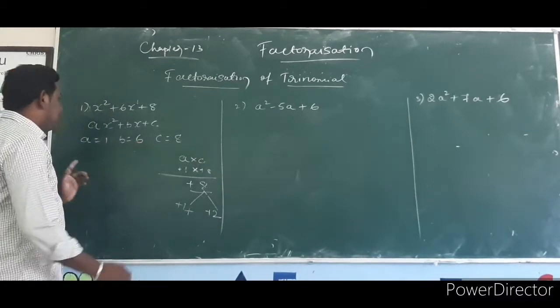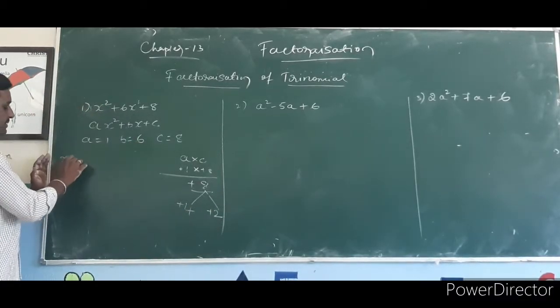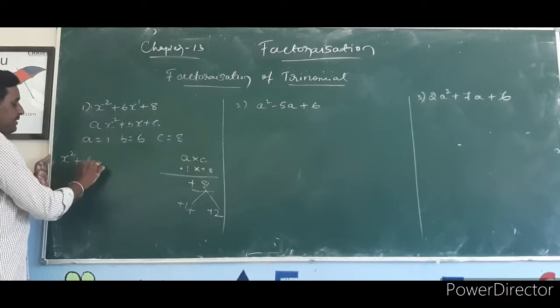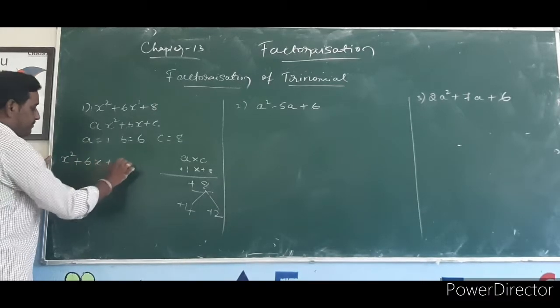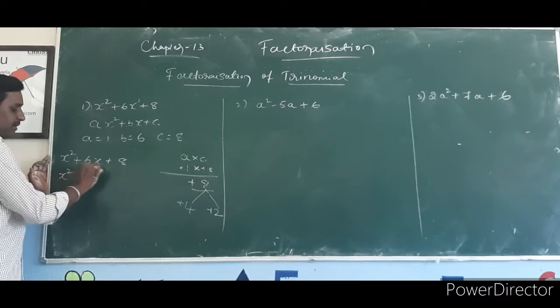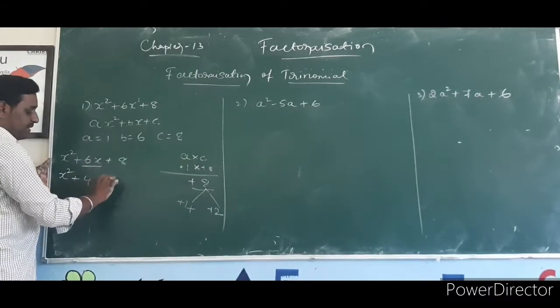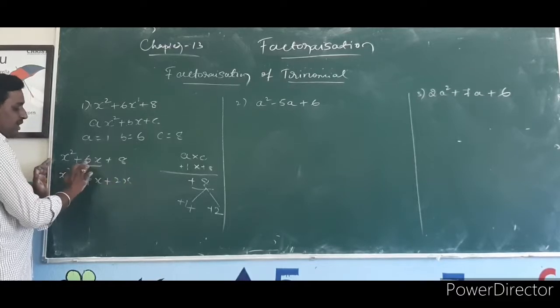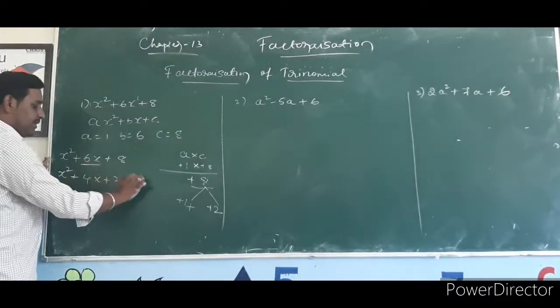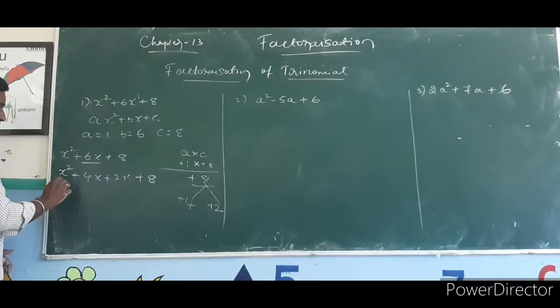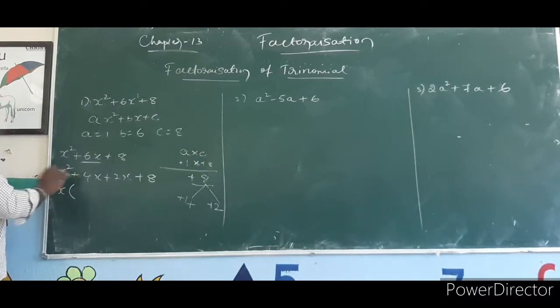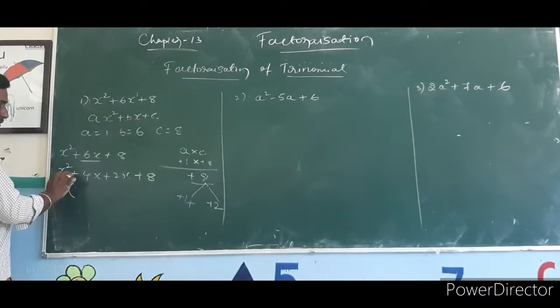That is 6. Now what I am going to solve is x square plus 6x plus 8. In the place of 6x, I am going to replace this with 4x plus 2x. 4x plus 2x means what? 6x only. Then you can write 8. So you can take common factor x, so grouping.